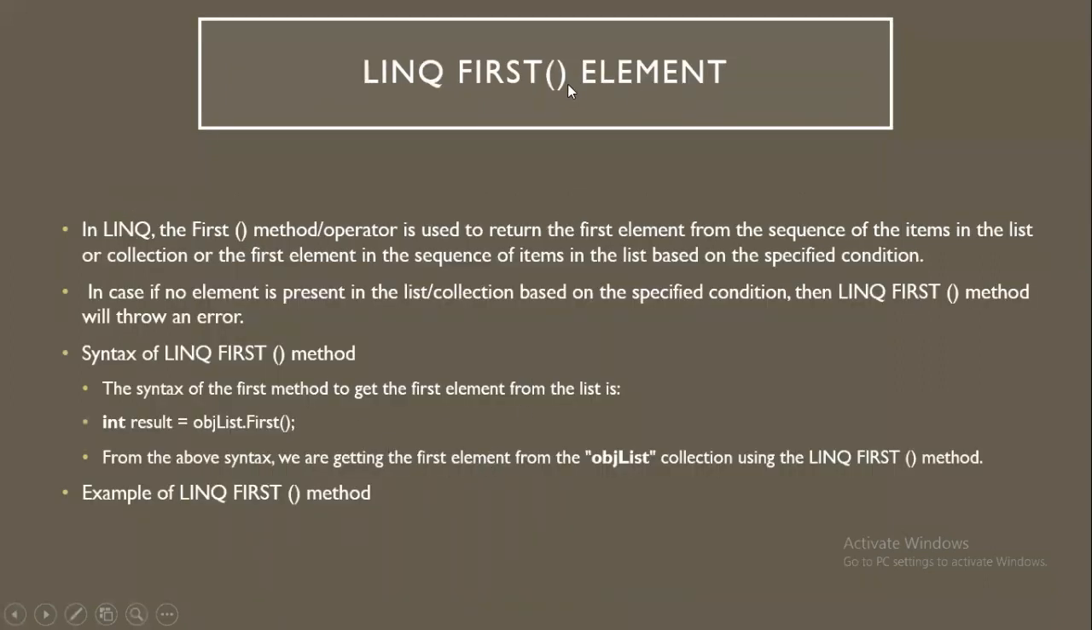So the first element, this method or operator is used to return the first element in the sequence of items in the list or collection, or the first element in the sequence of items in the list based on specified condition. In case no element is present in the list based on the specified condition, then the LINQ First method will throw an error. Okay, so it's going to throw an error if no element is present in the list based on a specified condition.